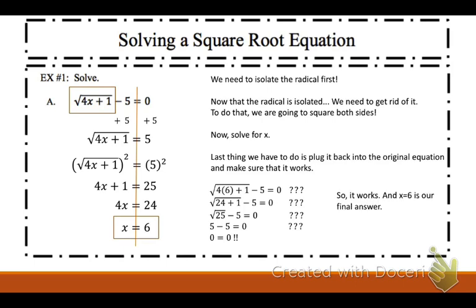Let's do another one. So we have the square root of 2x minus 5, plus 4, equals 7. I need to get that square root of 2x minus 5 by itself, so I'm going to draw a line down right there. I'm going to subtract the 4 over. So I get the square root of 2x minus 5 equals 3. Then I'm going to square both sides because I need to get rid of that radical. The only way to get rid of a radical is to square it.